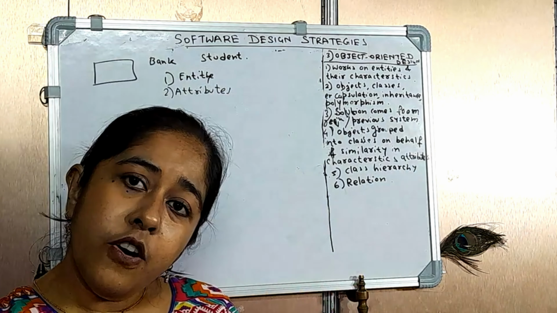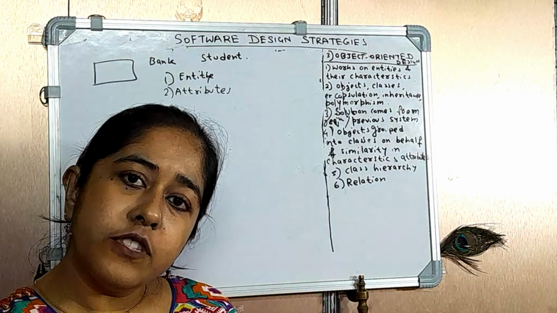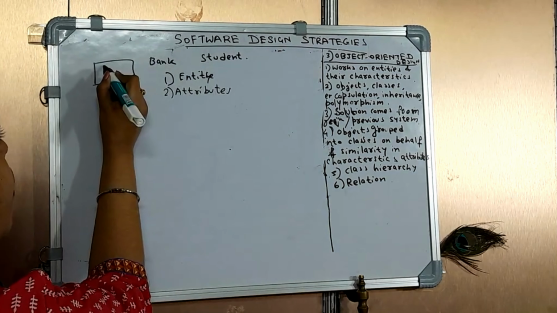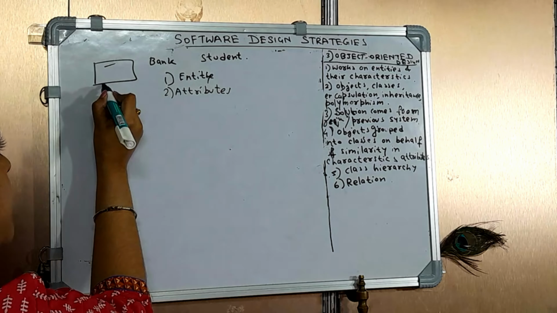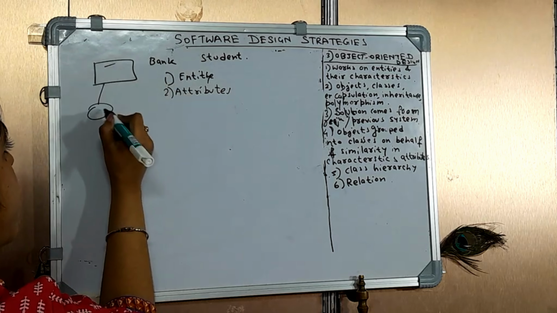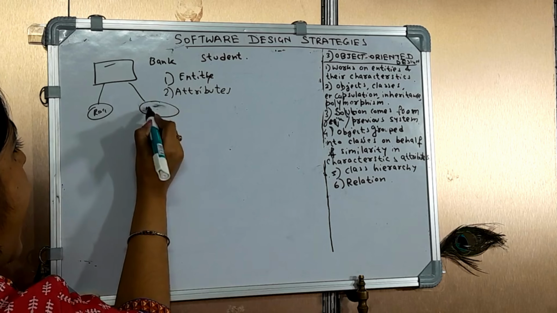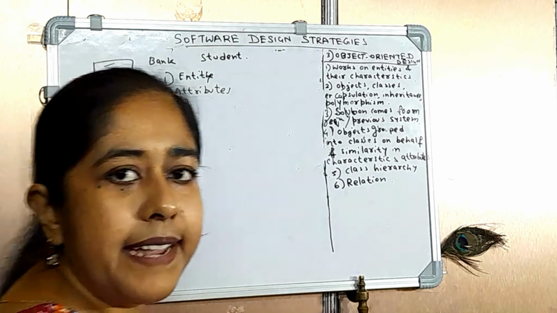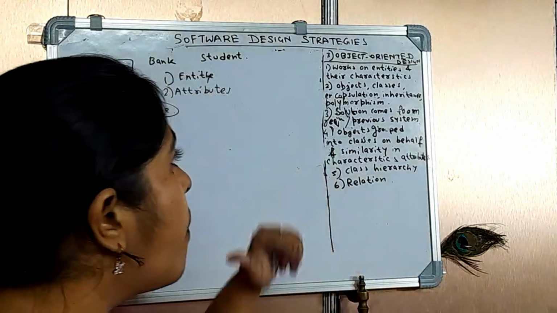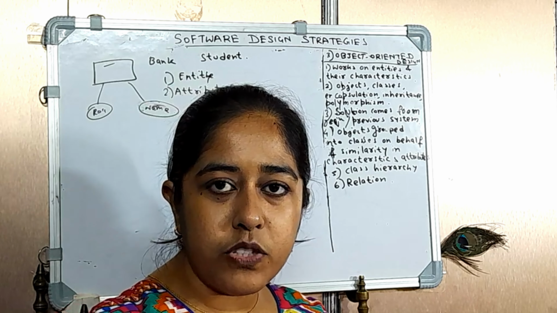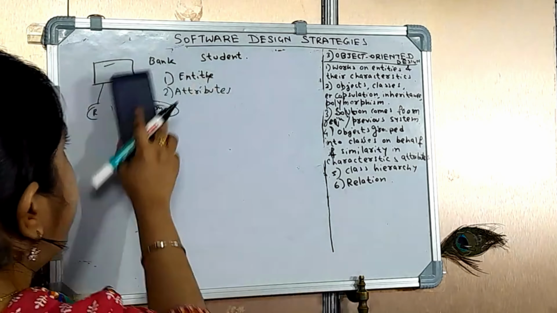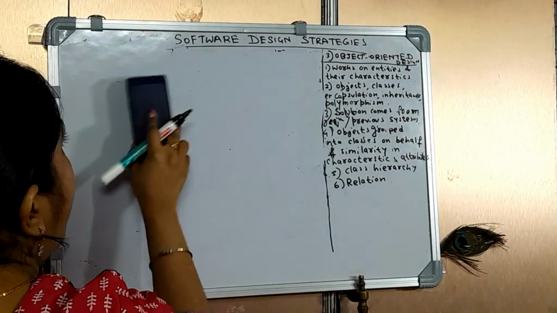So here we have to know some specific terms which we already know from object oriented programming, that is, in case of Java. So this is my bank or student, whatever, called an entity, and it has some attributes. Suppose if this is a student, then they will have some roll number, some name, etc. These are my attributes, that is the characteristics of that particular entity. Now let's see the basic terms which we use in object oriented designing.